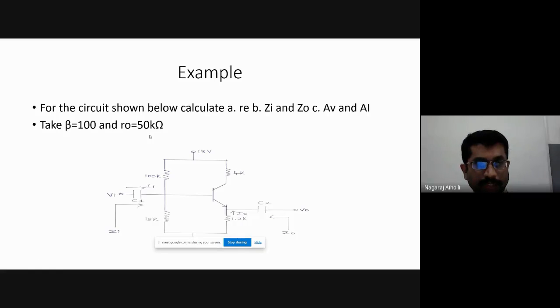This is one way of asking. Another way is that they may ask in the form of a statement. For the emitter follower circuit using collector resistor, the values given are R1 equal to 100K, R2 equal to 15K, RC equal to 4K, RE equal to 1.2K, beta equal to 100 and r0 equal to 50 kilo ohms. Find the values of re, Zi, Z0, AV and AI. They may ask in the form of a statement, or they may give you the circuit. There are two ways of asking the same question. Remember these two options, and accordingly first write the given data, use the required equations for that circuit, and then start solving the problem.